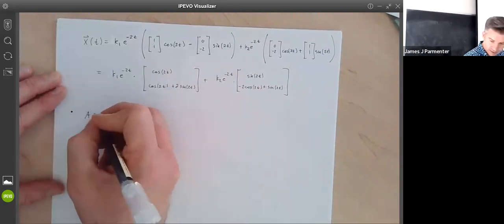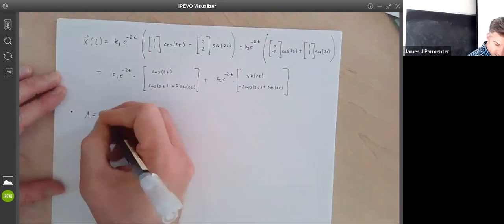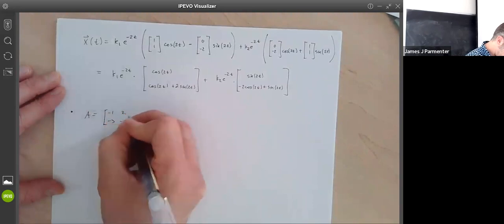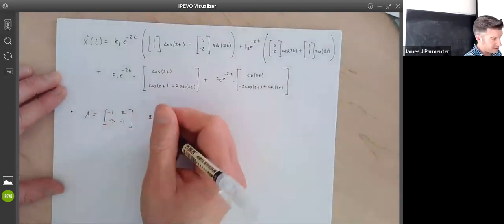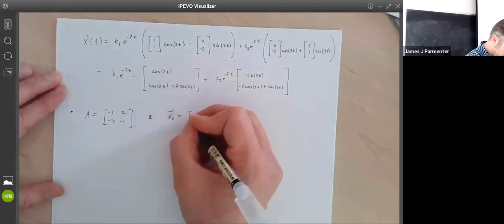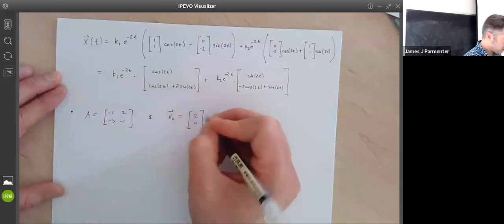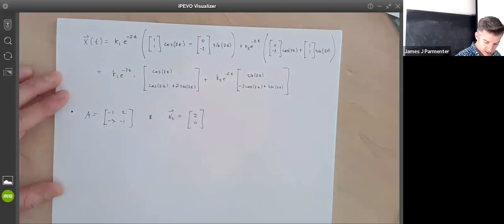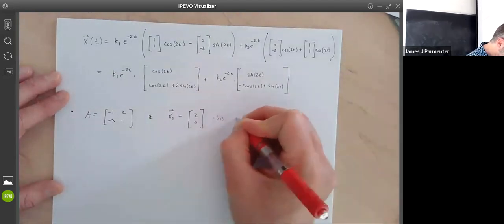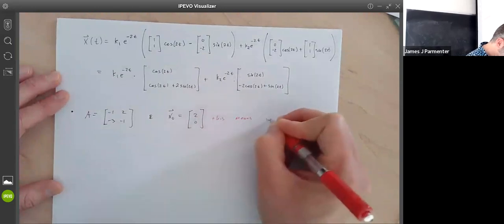So let's say we have this matrix, A equal to [-1, 2; -3, -1]. And we're also given an initial condition that x naught is equal to the vector (2, 0). So what does this mean? This means that we have to solve for K1 and K2.